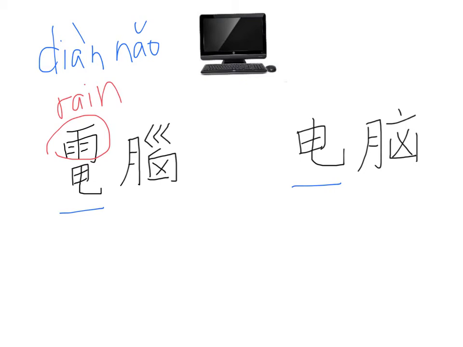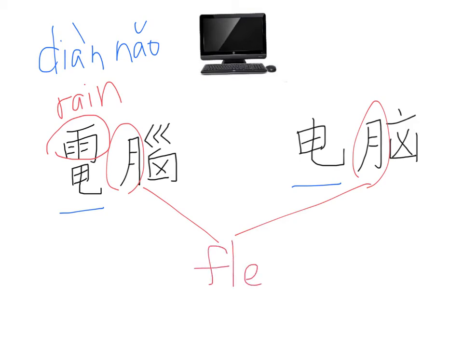What about 脑 now? 脑 has a very important radical. This radical looks like moon, but it's not. In this case, it means flash. And I know it looks exactly like the moon. It is the way that we want to write the character moon, but it's not. In this case, it means flash.